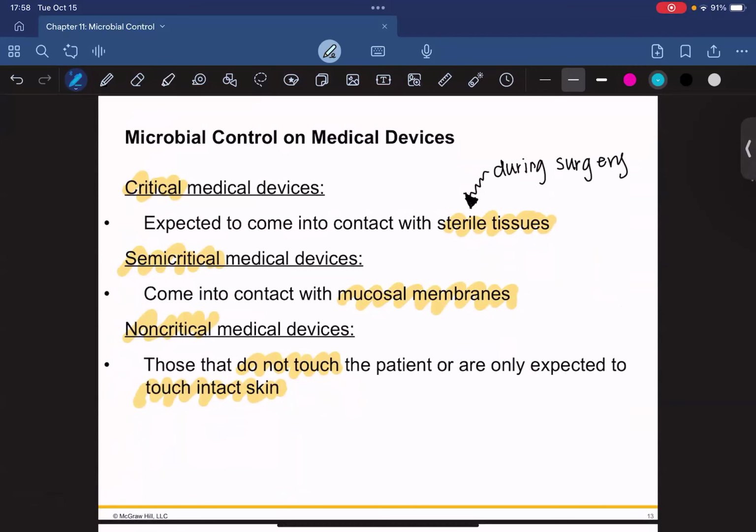So we're going to divide the things that we may need to keep microbe free into three categories. Critical devices, which will come into contact with sterile tissues like we have with surgery. Semi-critical devices that are going to contact our mucosal membranes. This is usually going to be like our respiratory equipment and thermometers, things like that. Non-critical medical devices, they're either not going to touch the patient or they're only going to touch intact skin. So door handles, typically the bed, unless there's some sort of oozing or something, or any of the machinery around, keeping track of heartbeat and things like that.